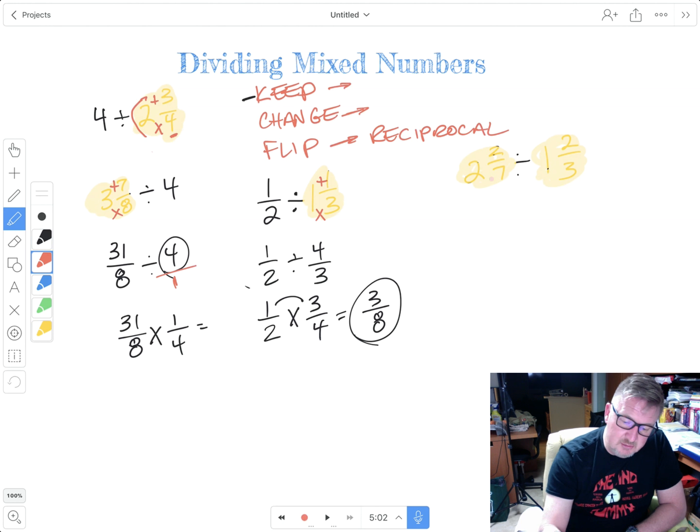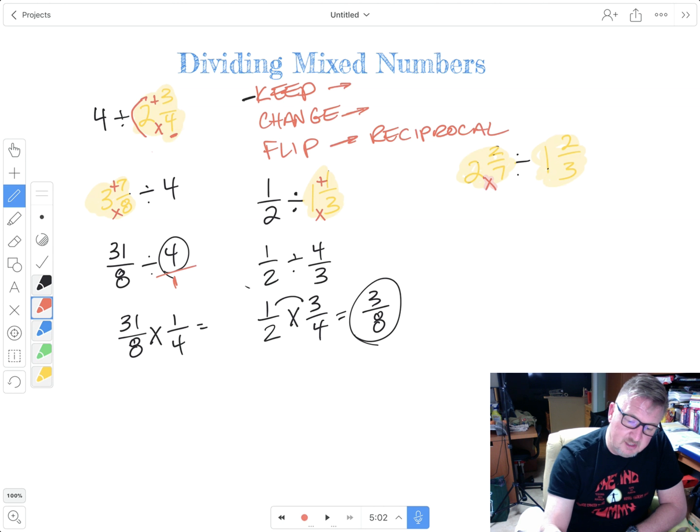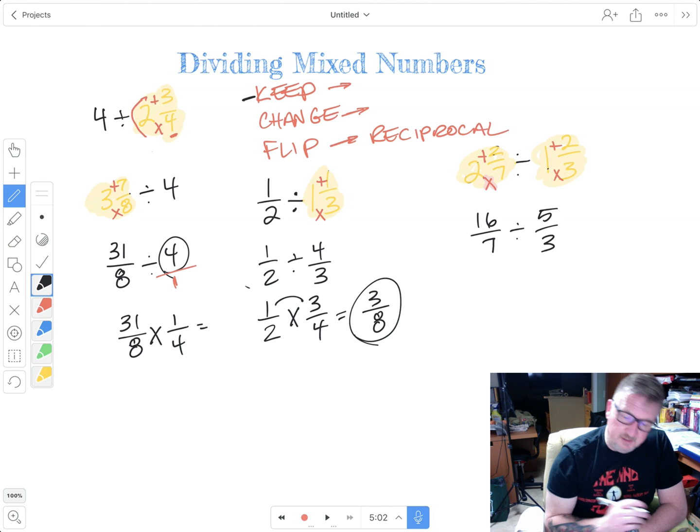Let's say 2 times 7 is 14. Let me get this into pencil mode. 2 times 7 is 14. Plus 2 is 16. So I have 16 over 7 divided by 1 times 3 is 3. Plus 2 is 5. And that gives me 5 over 3.